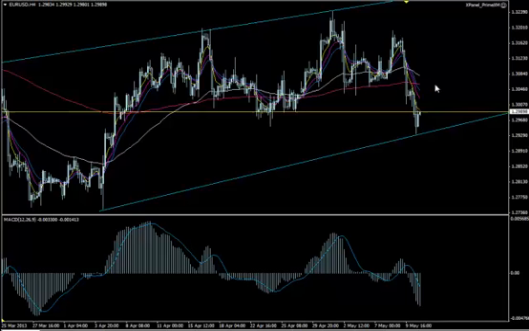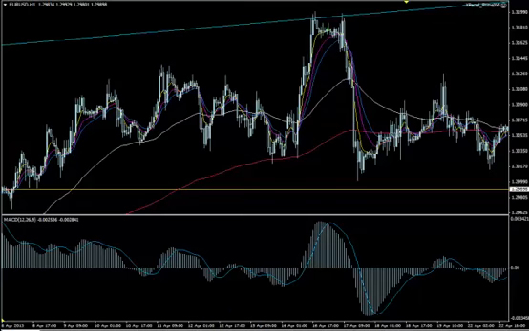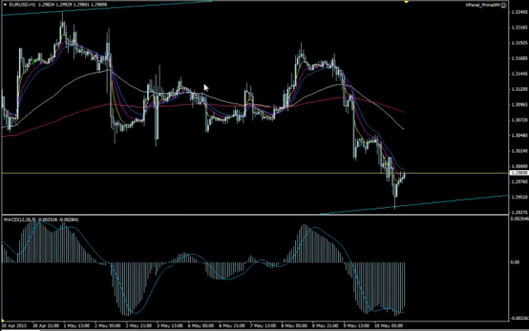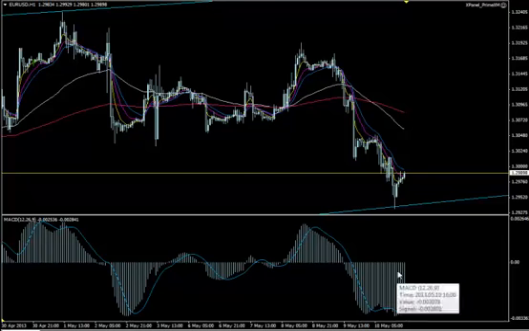So this is how we interpret the system. Let's see if we have already got the signal on the H1. We see the signal line has jumped out of the bearish histogram, a huge bearish histogram on the H1 chart, so we can practically enter long here from this chart.